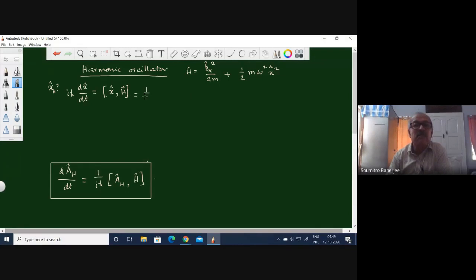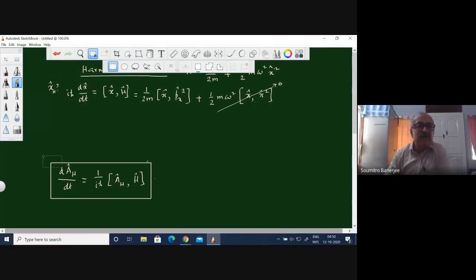The Hamiltonian operator has two components, so we can break it up as 1 by 2m, x operator comma px square, plus half m omega square, x operator and the x square operator. Obviously, x commutes with x square, so this term will go to 0. I can now delete this so that we can have some space.